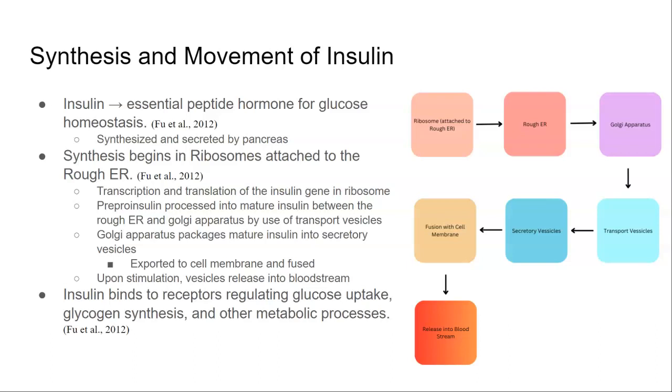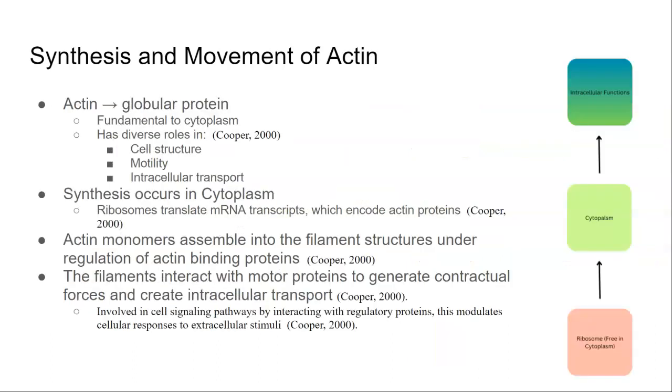Actin synthesis and intracellular use is next. Actin is a globular protein that has many diverse roles and is a key component of the cytoskeleton and has roles in motility and intracellular transport. The synthesis of actin mainly occurs in the cytoplasm of the cell. Ribosomes in the cytoplasm transcribe and translate mRNA coding for the actin. The actin is then used in various intracellular functions.